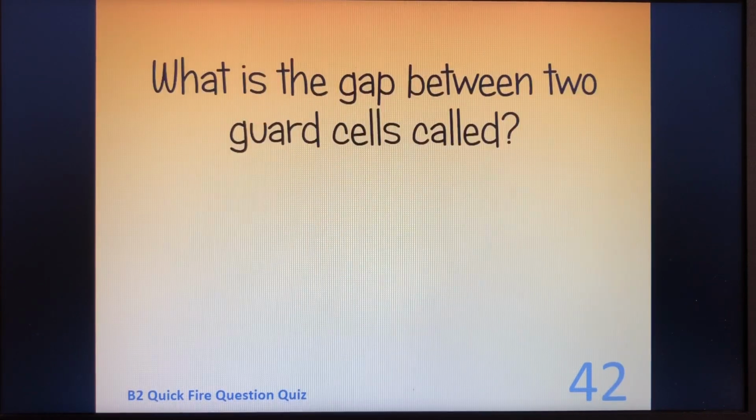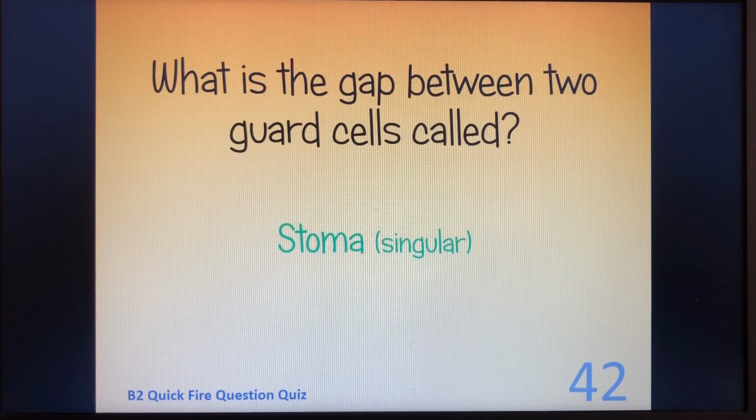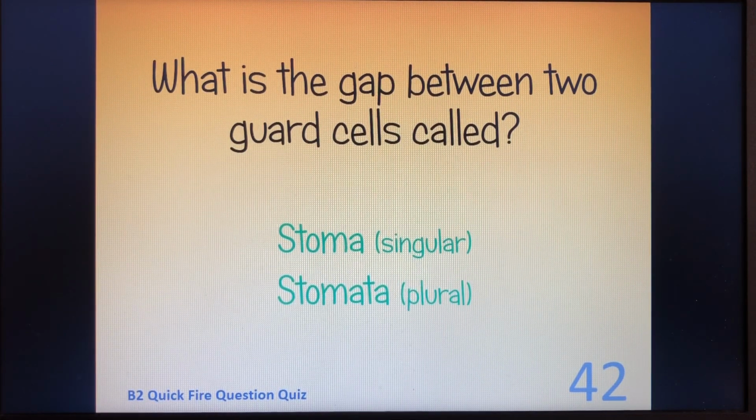And question 42. What is the gap between two guard cells called? So we're on the underside of the leaf now, and we've got guard cells, which look like kidney beans. What is that hole in the middle of those two guard cells known as? Another situation here, we've got the singular and the plural. So one stoma and lots of them stomata. Either answer works just fine.